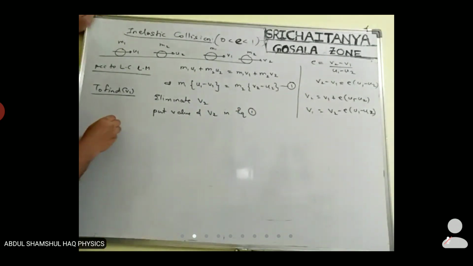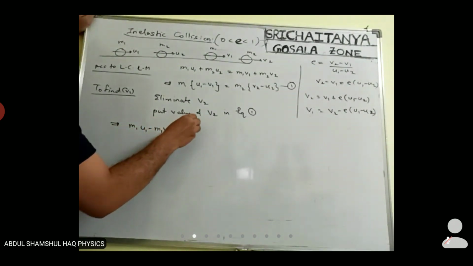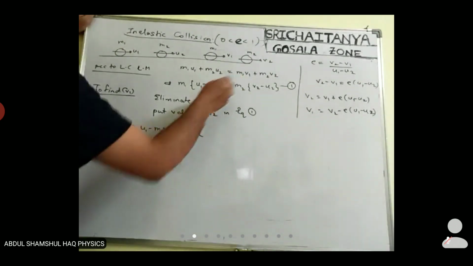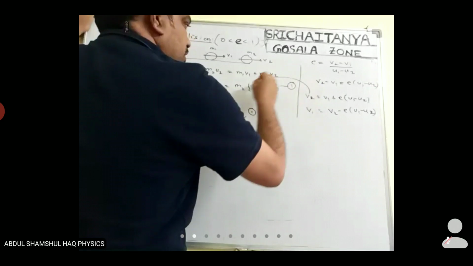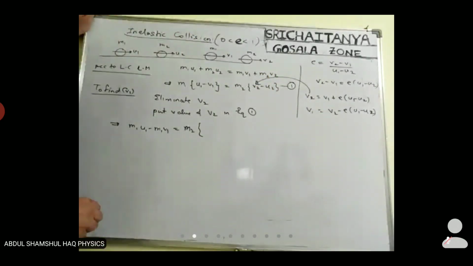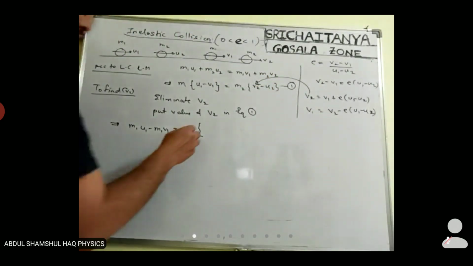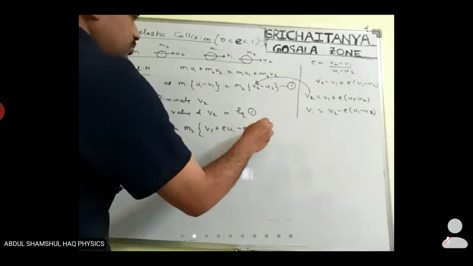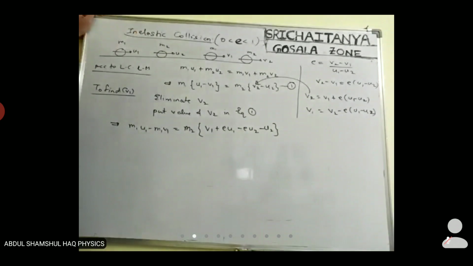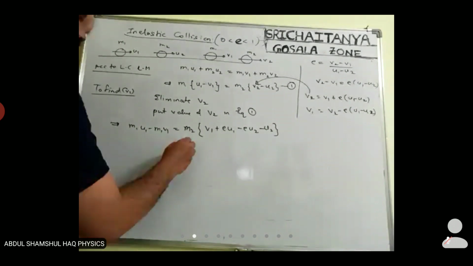So this implies m1 u1 minus m1 v1 is equal to m2 of v2 minus u2. Students, v2 is like this here. Put this value over here: v1 plus e u1 minus e u2 minus u2, like this. Okay. So if you put these values and collect only the v1 terms here.